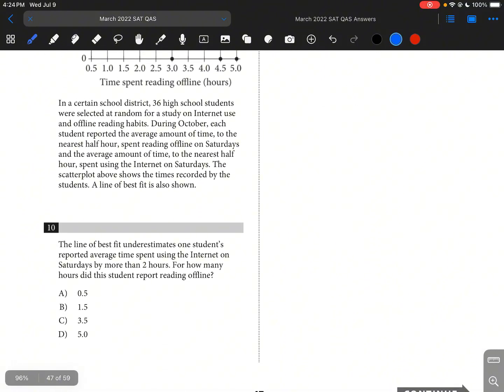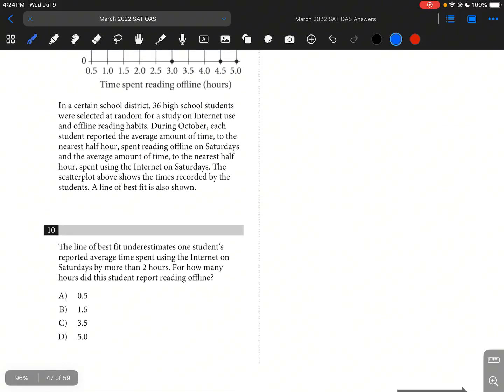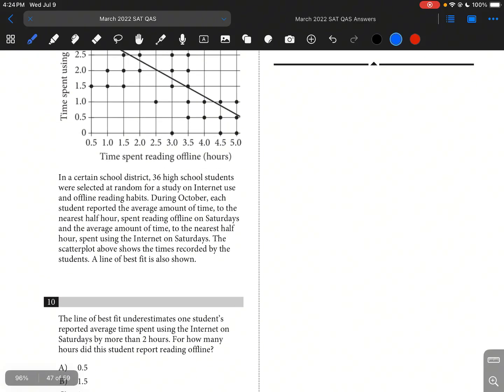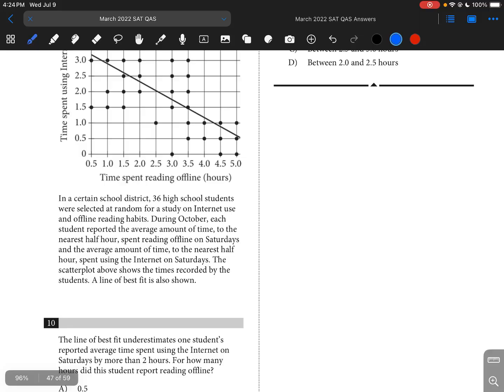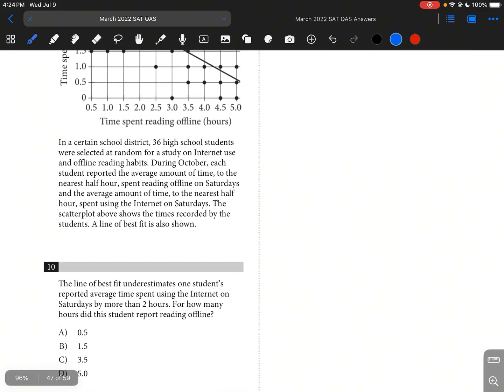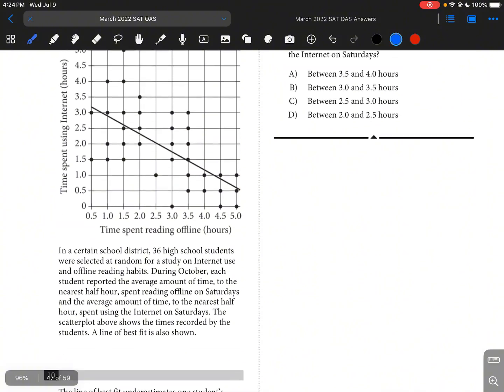Number 10, the line of best fit right here underestimates one student's reported average time using the internet by more than 2 hours. For how many hours is a student reported reading offline? Okay, so you just gotta be able to interpret this graph here. So here it's saying that one student's average time using the internet was off by 2 hours.